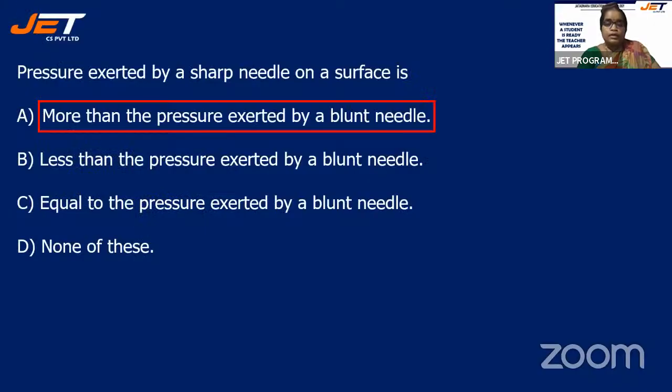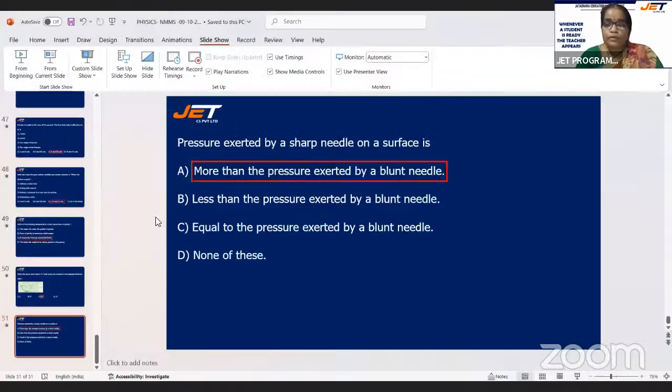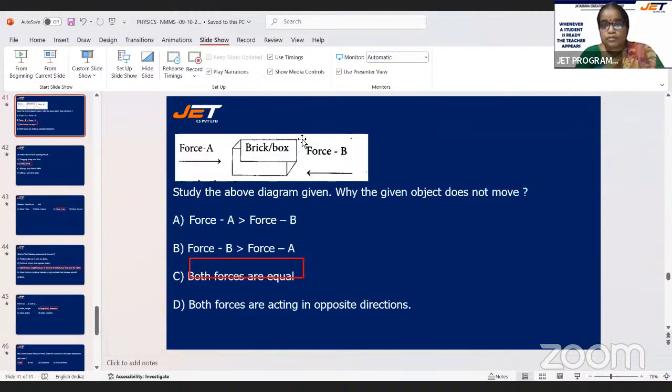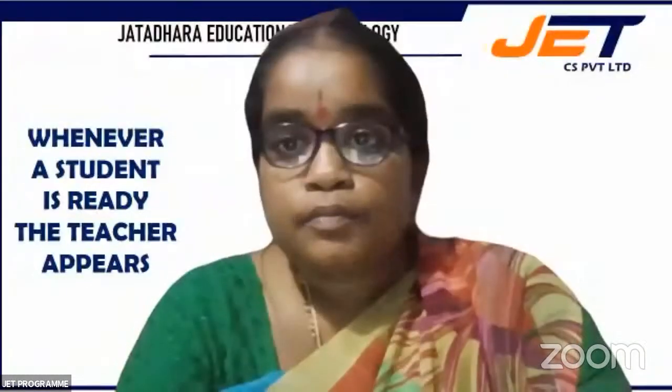Next one. So yes, students, with this we have completed the physics session. Now, I would request Gayatri ma'am to discuss some questions from social studies. Yes, ma'am. Thank you, ma'am.